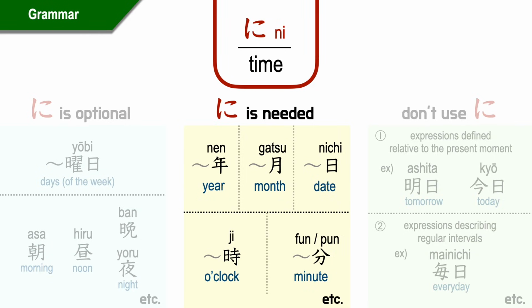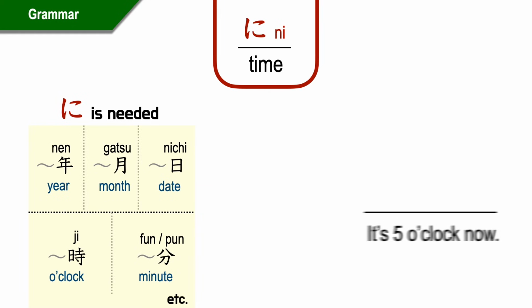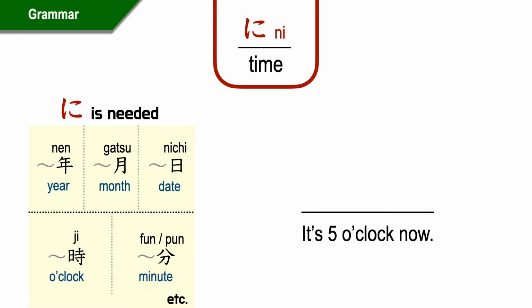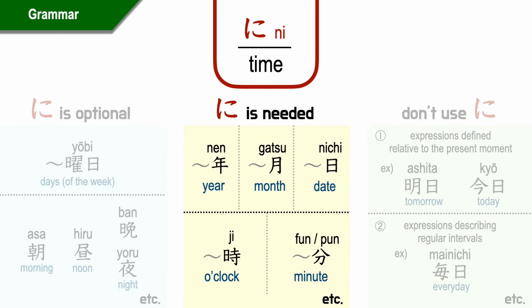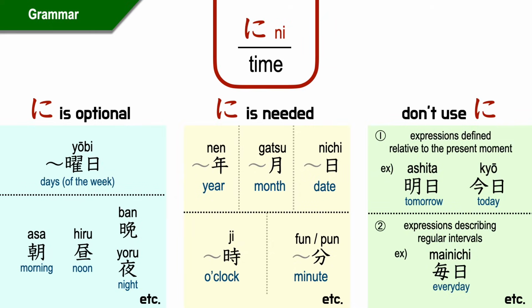年 year, 月 months, 日 date, 時 o'clock, 分 or pun minute. Don't forget to put the ni particle after these words to indicate that the action happened at that time. However, if there is no action involved, ni is not needed even after these words. For example, when you want to say it's 5 o'clock now, don't say 今5時にです. Just say 今5時です. Again, the ni particle is used to indicate the action happened at the time.